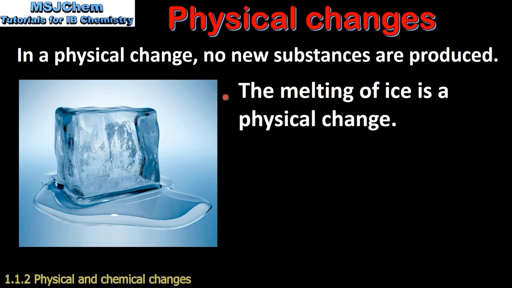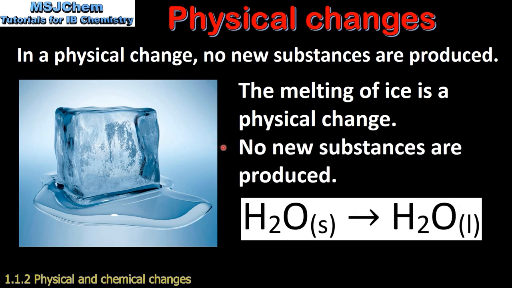The melting of ice, which we can see in the picture on the left, is an example of a physical change. When ice melts, no new substances are produced. Instead, water in the solid state changes to water in the liquid state. Because there are no new substances being produced, this is an example of a physical change.